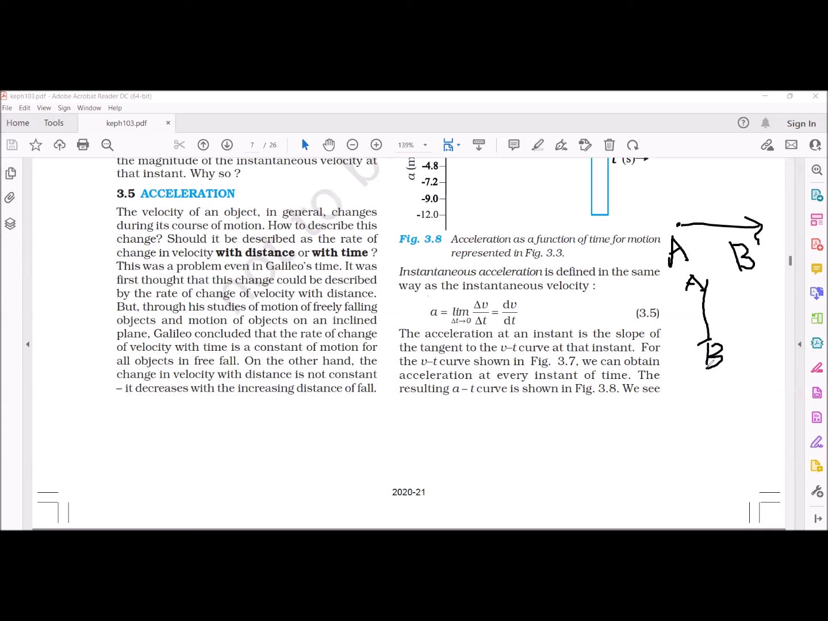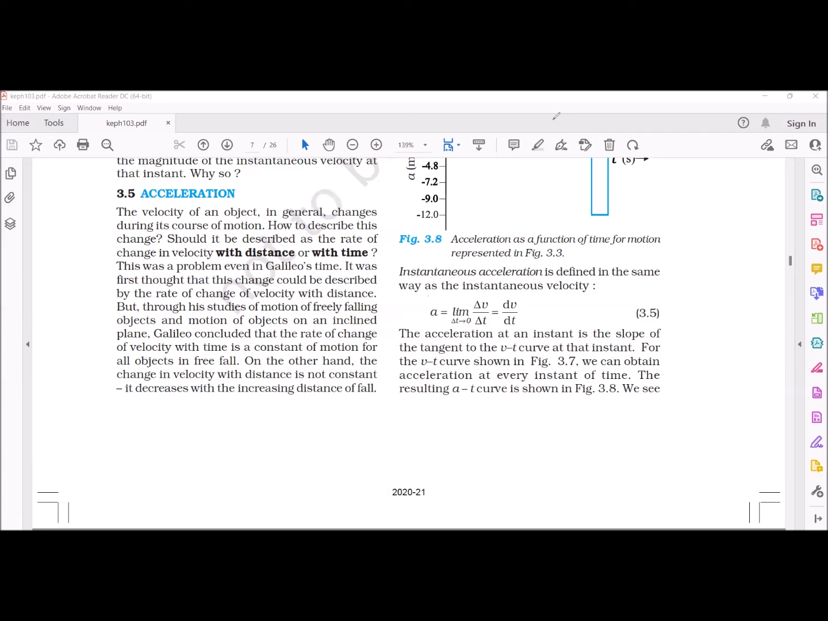But when we take the freely falling object's rate of change of velocity with respect to distance, whenever the distance is increasing, the rate of change of velocity is decreasing. Whereas when we take the rate of change of velocity with respect to time, for the freely falling object, it remains constant irrespective of all these cases.